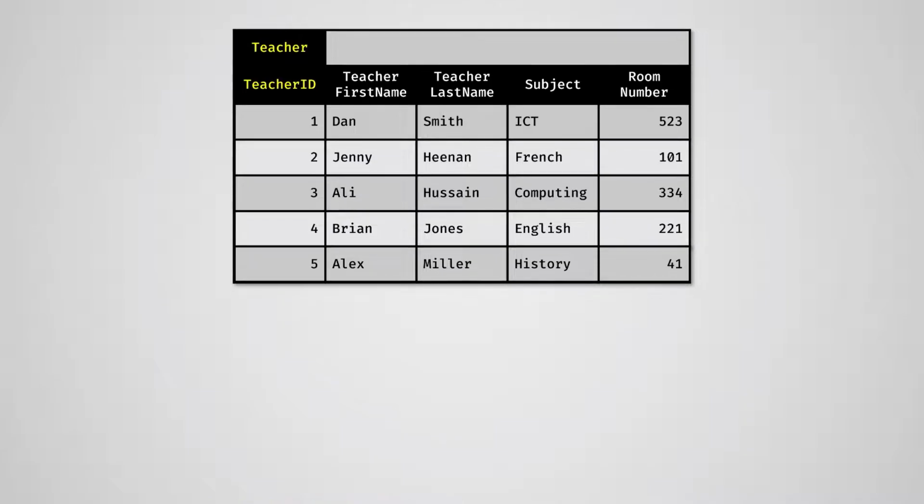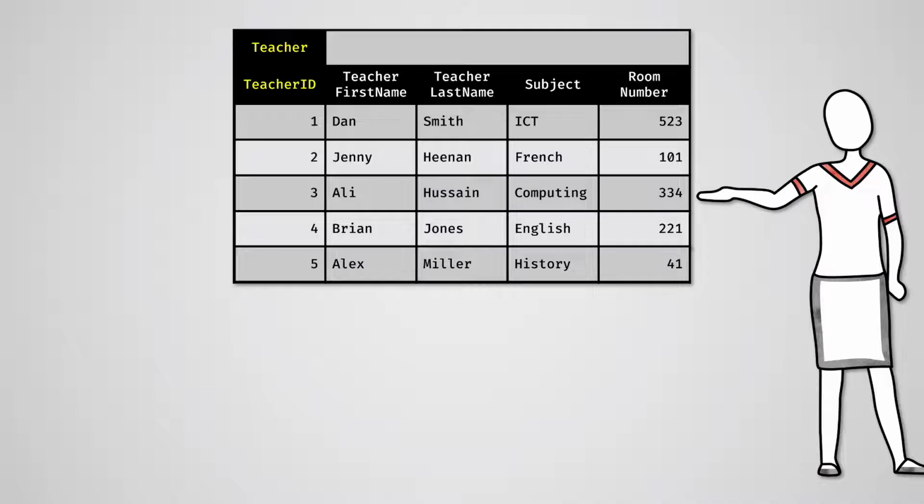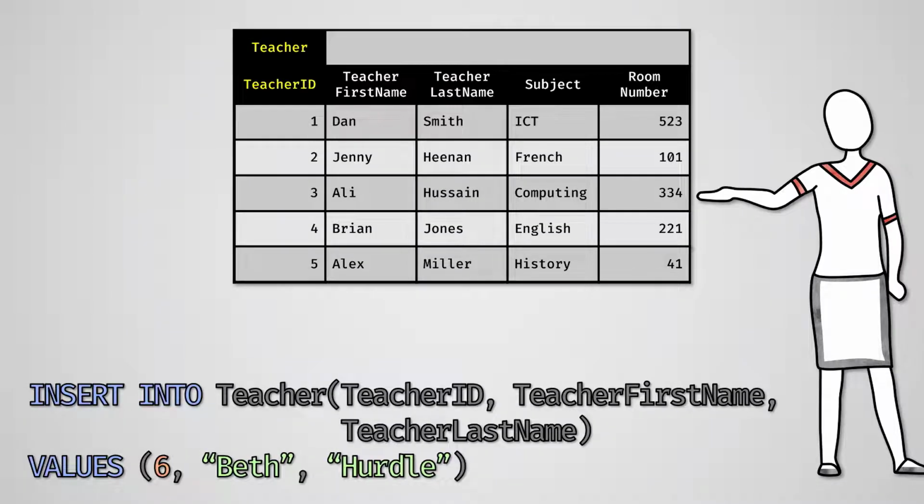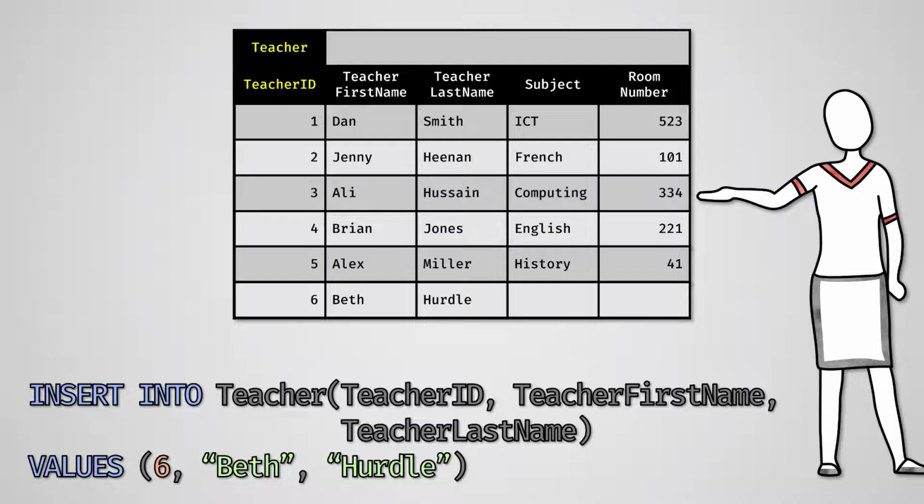Another way of writing this is to specify the columns in the insert clause. This is used when we only want to insert a few fields of data. Let's assume we have a new teacher, Beth Hurdle, but we don't know her subject or room number yet. We would write this. Running this SQL gives this result. Notice how for Beth Hurdle, subject and room number are null or empty.